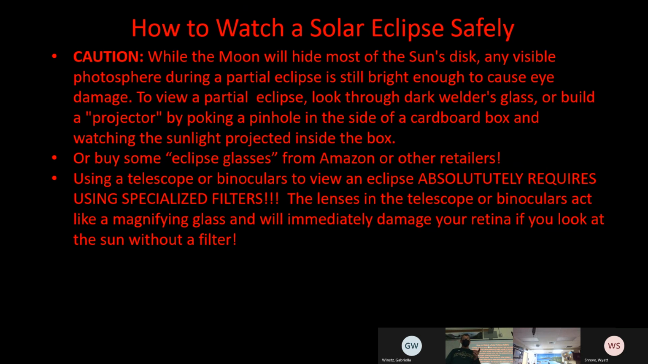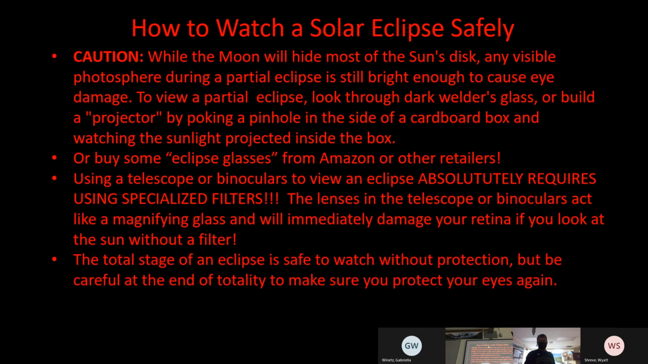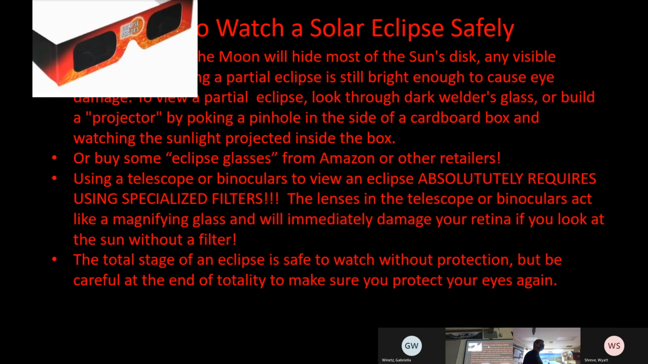But with that particular telescope that I have, the big circular part of it is cardboard, and the mirror concentrates the light enough that that cardboard starts to smoke if it's not lined up perfectly with the lens. So if the cardboard is burning, imagine what that would do to your eyes if you looked at it directly. Again, the total stage of an eclipse is safe to watch, but you've got to be very careful at the end to make sure you put your eye protection back on.